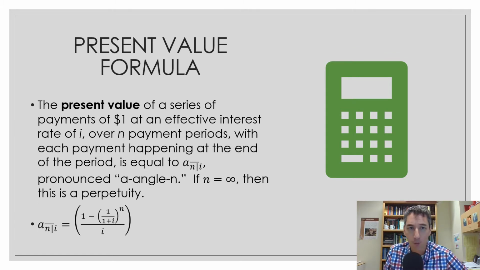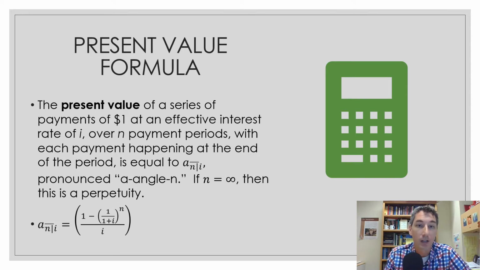Okay, there's a nice formula for it. So an annuity formula, often also called the present value formula. Remember, we saw the accumulated value or future value formula when we looked at sinking funds. So this is the brother or sister to that, the present value formula. So what is the present value of a series of $1 payments at an effective interest rate of i over n payment periods, with each payment happening at the end of the period? That's equal to a angle n. Sometimes we put the bar in there, a angle n given i, so it's a angle n given a particular interest rate. Sometimes you'll just see it as a angle n. If n is infinity, then this is a perpetuity. So that's common notation there.